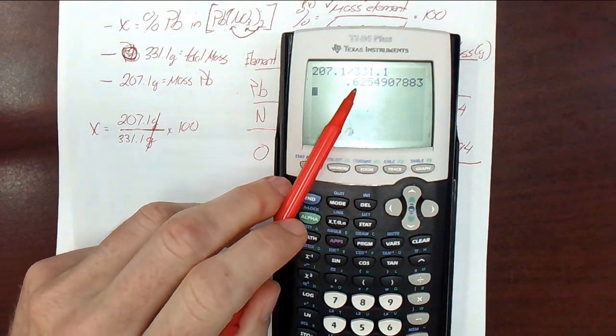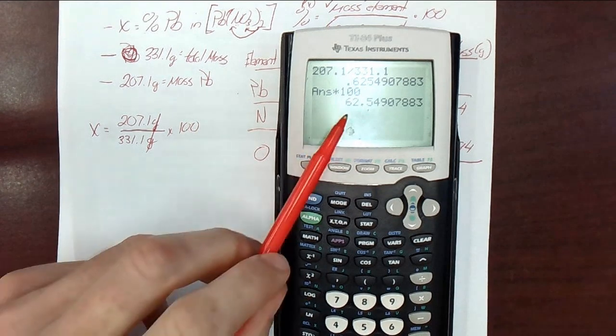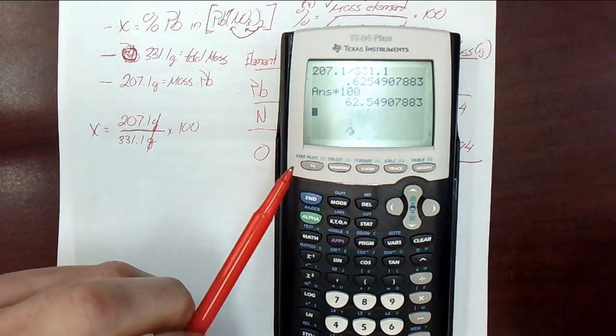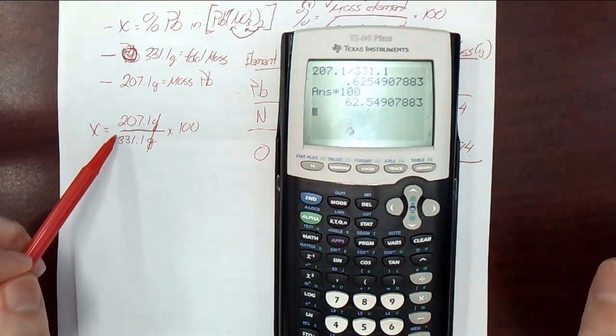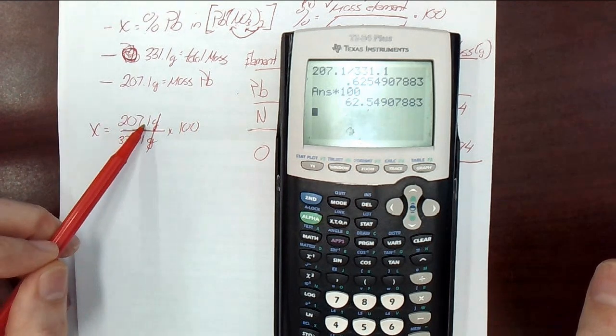So 6.625 blah blah blah blah blah times 100. So 62.549 blah blah. So we have to know where to cut it off. So again, what digit do I cut it on? So now we're doing multiplying, dividing. So that means I'm looking at the total digits, not just the decimal points.